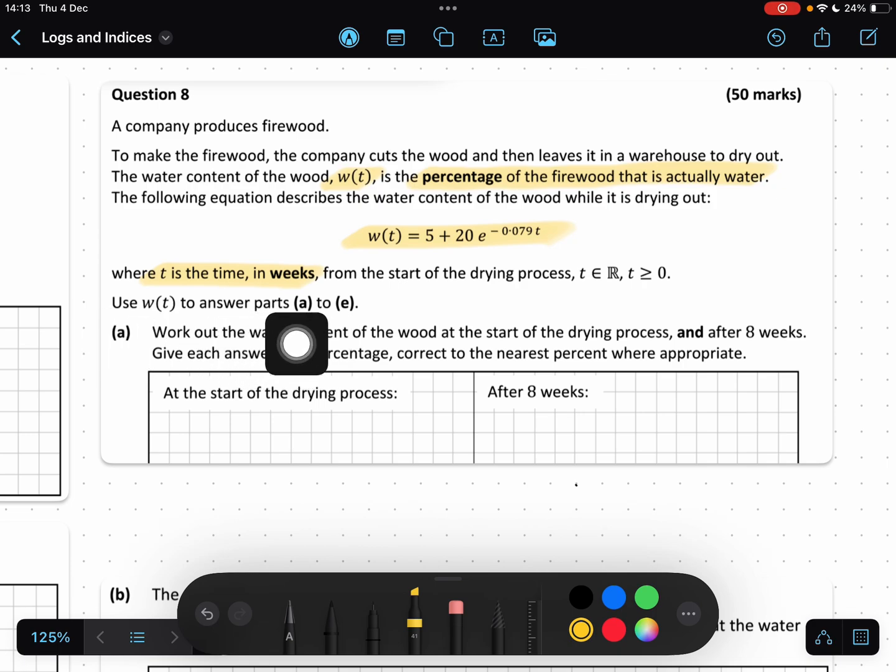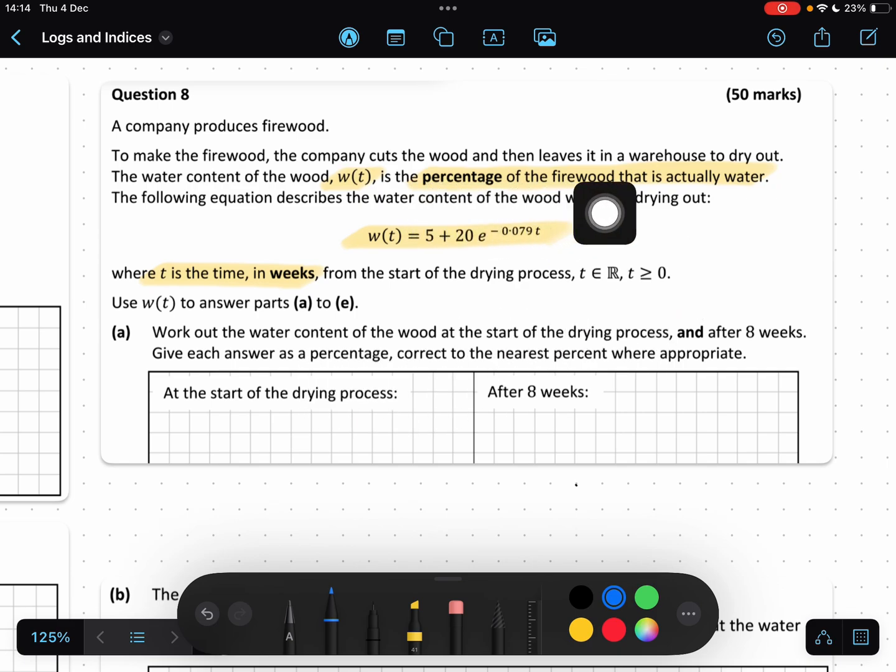Now I think we're only going to focus on A and B here, because they're the only parts that have to do with logs. Part A says work out the water content of the wood at the start of the drying process and after 8 weeks. Give each answer as a percentage, correct to the nearest percent where appropriate. So there is lots in that. The first thing: work out the water content of the wood as a percentage.